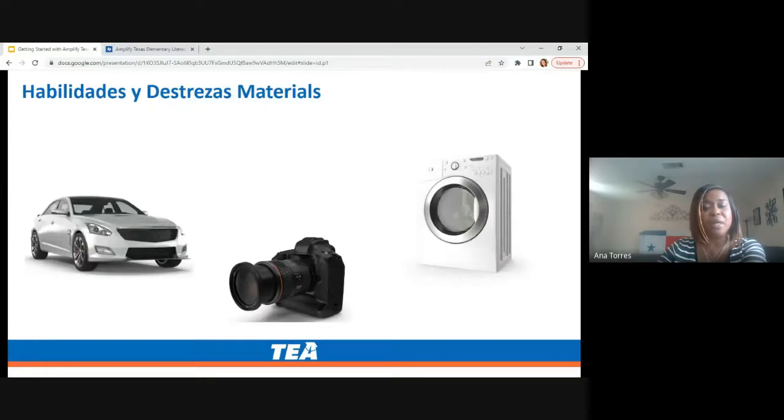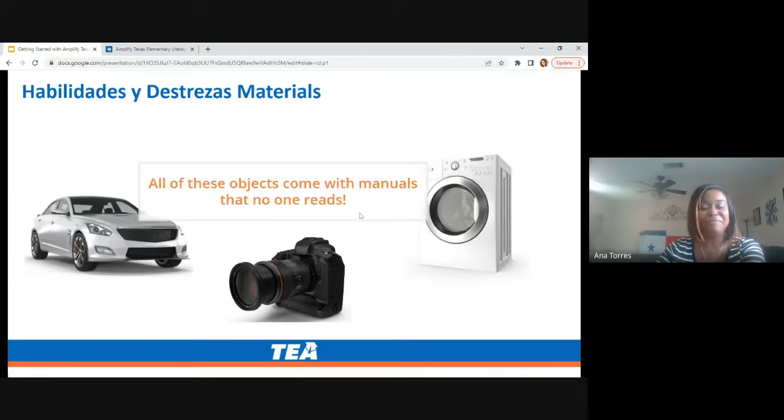So now we're going to look a little deeper at one of the Amplified Texas materials. Let's start off with a little game, if you will. What do these three objects have in common? We have a car, a camera, and a washing machine. Let me give you a hint. Think of something that all of these objects come with that helps you know how to use them.